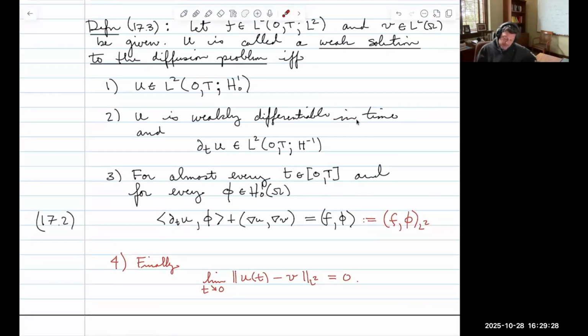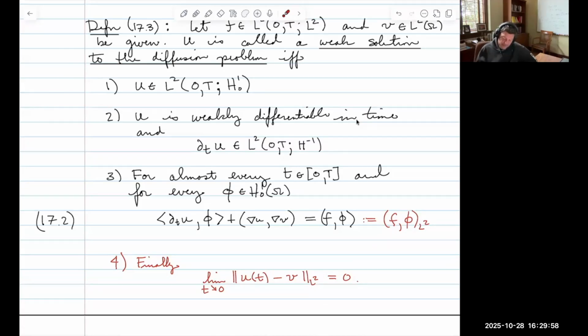Such that for almost every t and for every test function phi in H01, this is a spatial-only test function, then this equality holds. So this is what's usually called the weak formulation of the equation. I forgot it in my notes last time, and I corrected the notes from lecture 17. This is now lecture 18, to add this part.